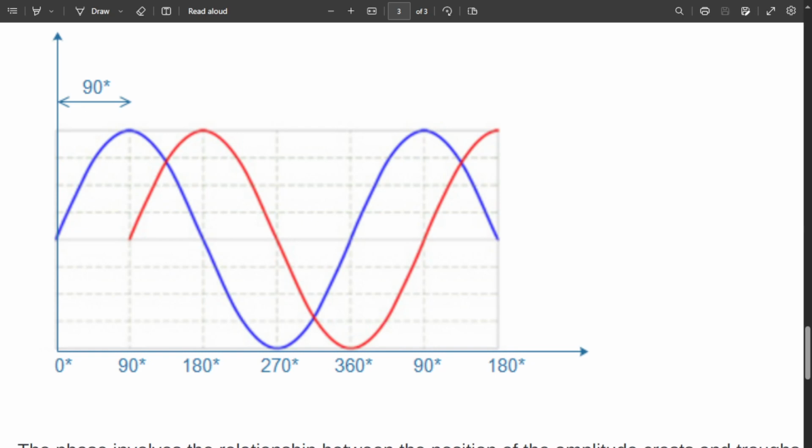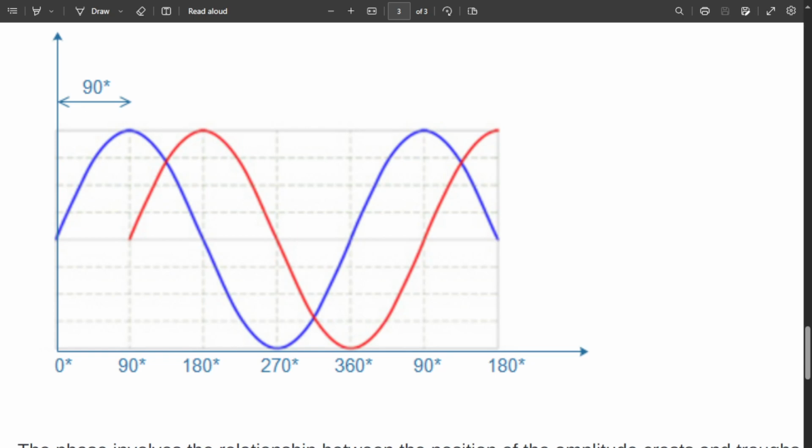Now the blue one started from the 0, but the red one started from the 90, right? Blue one comes to the negative cycle. Negative waveform is 270, but the red one started from the 360, 2 pi. So the change of the waveform with respect to the angle is called the phase, right?